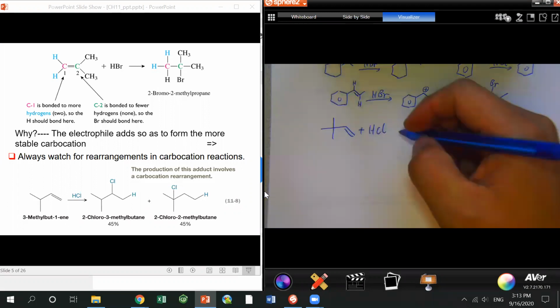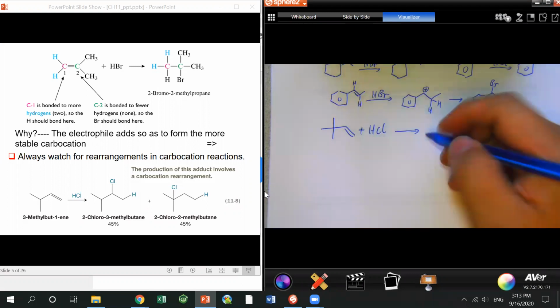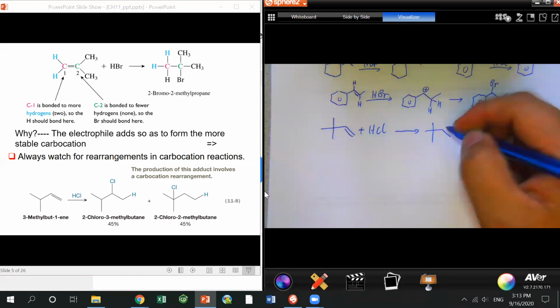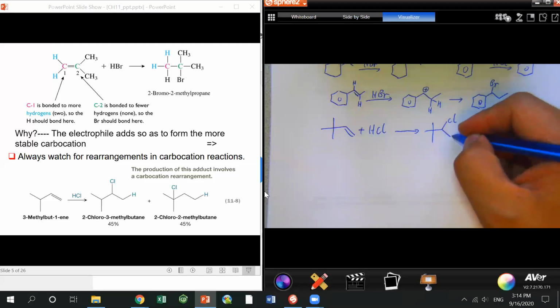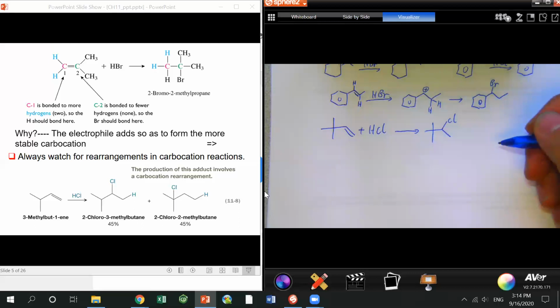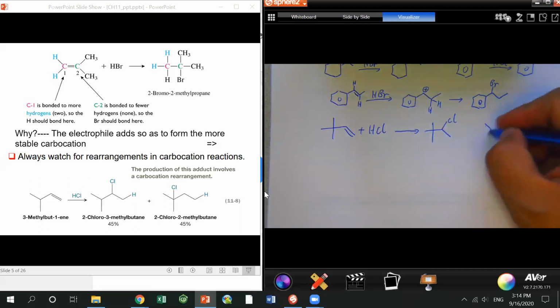So we have this one, and theoretically speaking, we should get this as the product, with hydrogen going to the terminal carbon. That's theoretically. But in reality, the major product is like this.